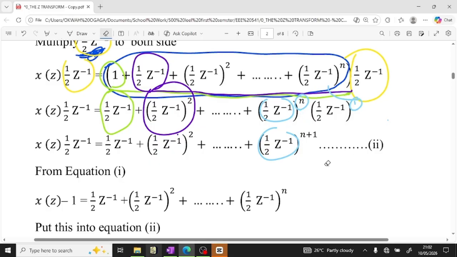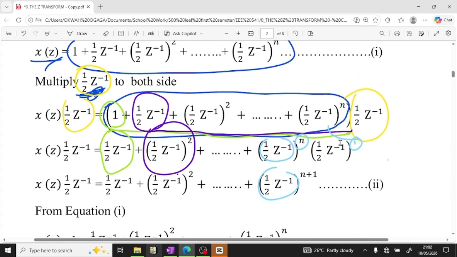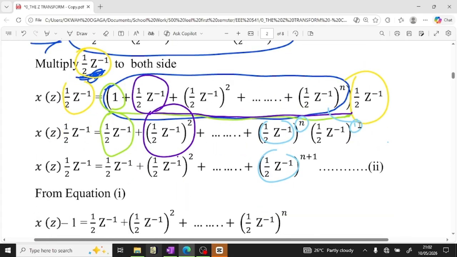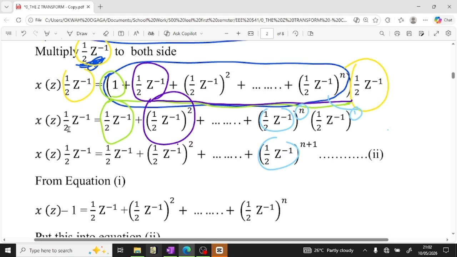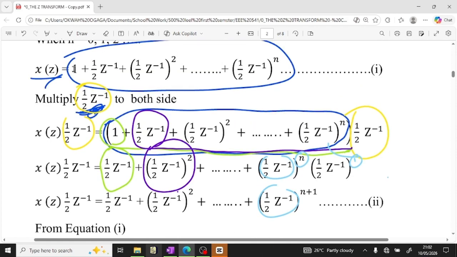Now with this we now have equation 2. So we have equation 1 and we have what? Equation 2. Now we've still not gotten x of z. So from equation 1, if you look at equation 1 carefully, guys, look at equation 1 carefully. Everything you have here, let me mark that thing.